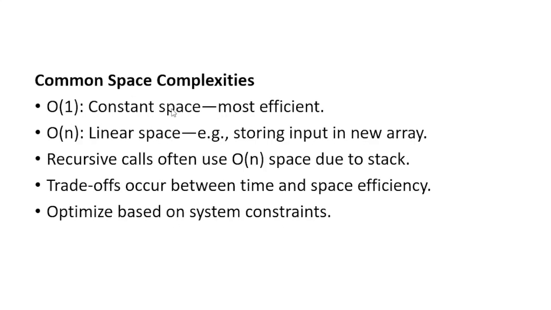When it comes to space complexities, constant space will be O of 1. Let's say if I want to put something in an additional n space, then it is O of n. If I have recursive calls, they will use additional space of O of n.